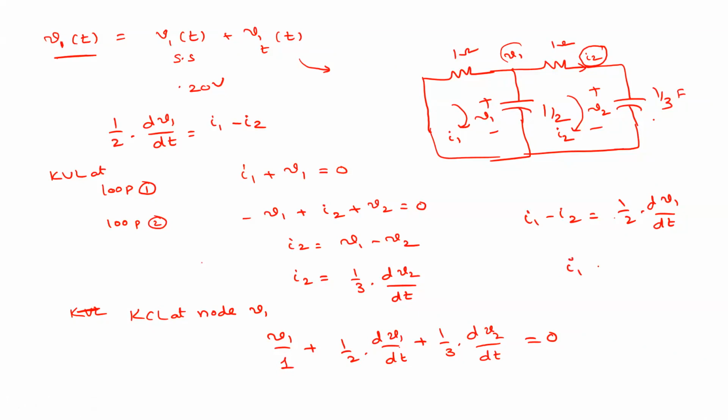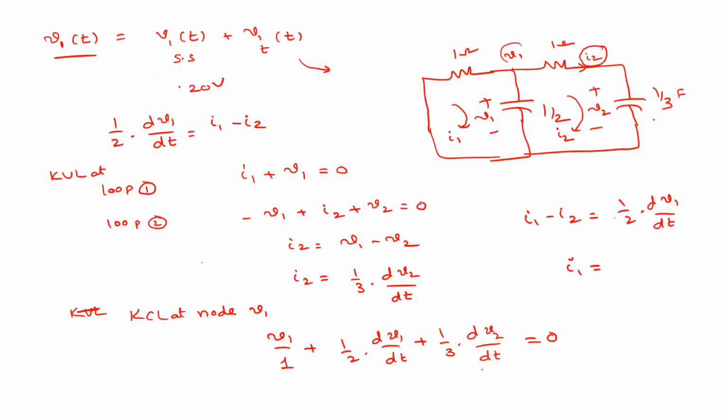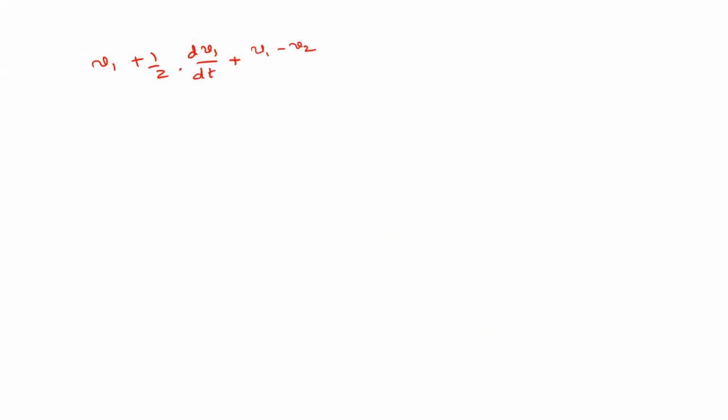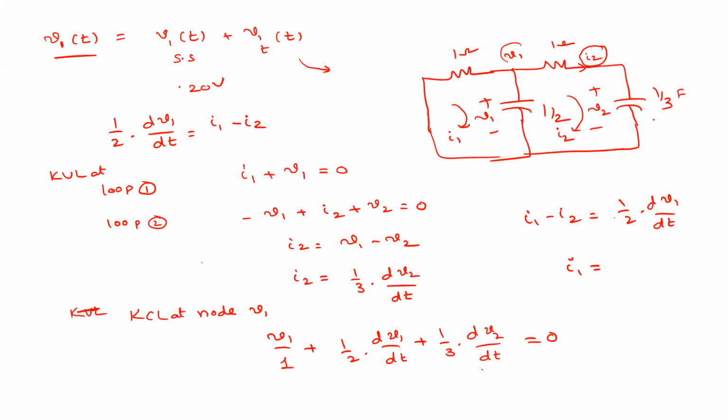So what is the I1 value? I1 is minus V1, right? So this can be written another way: V1 plus 1 by 2 into dV1 by dt, right? So what is the next term? V1 minus V2 equal to 0, right? Yes, sir. Okay, so what is the V2 value in terms of V1? Can we find that anywhere?